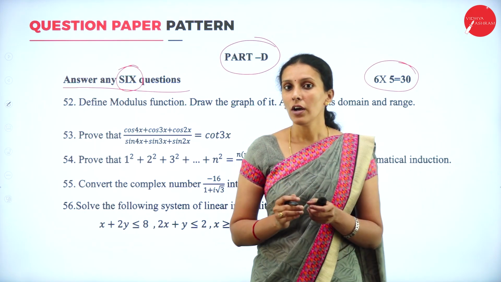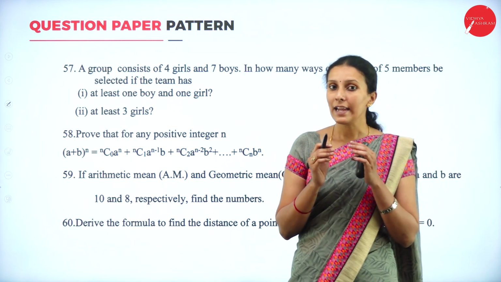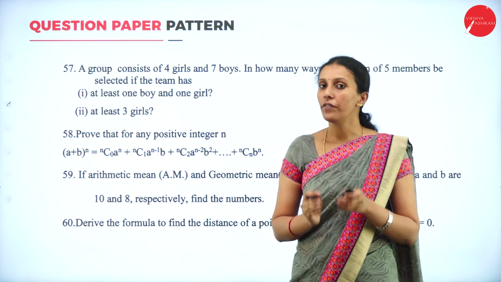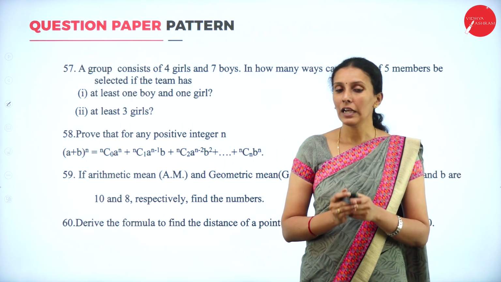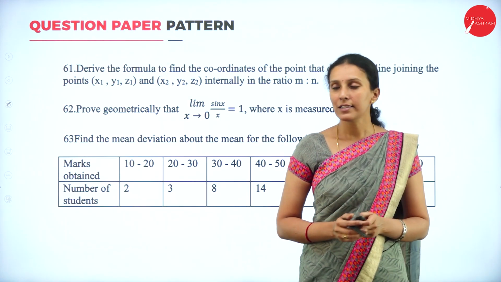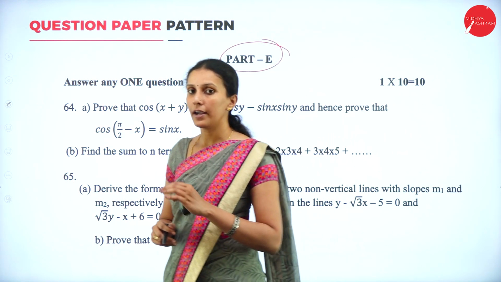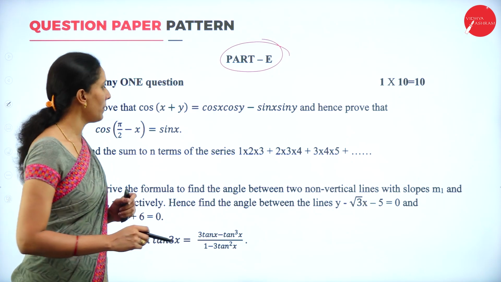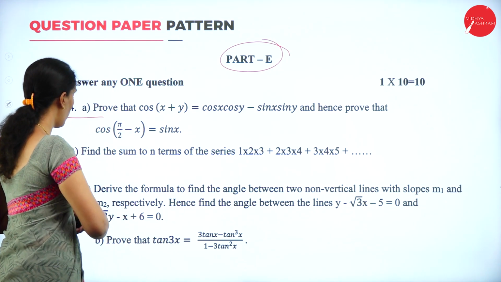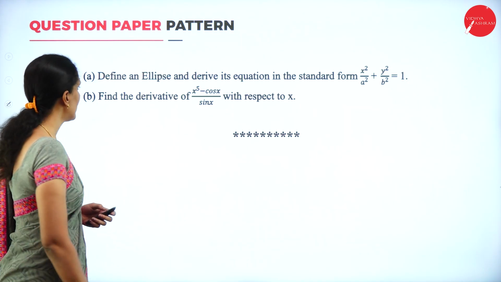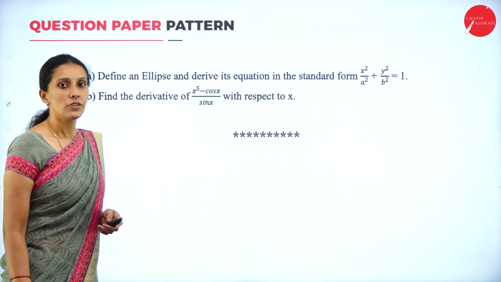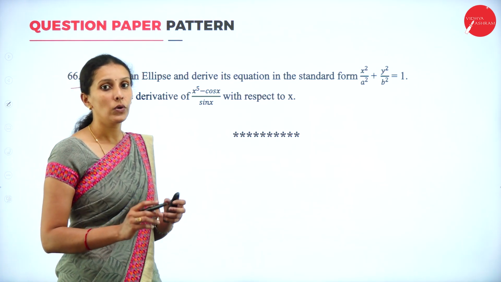So here you are supposed to answer any 6 questions out of 12 questions given in part D. Now let's look at part E. In this section you have to attend only one question. You will be having question number 64, 65 and 66 here. You are supposed to answer only one question.